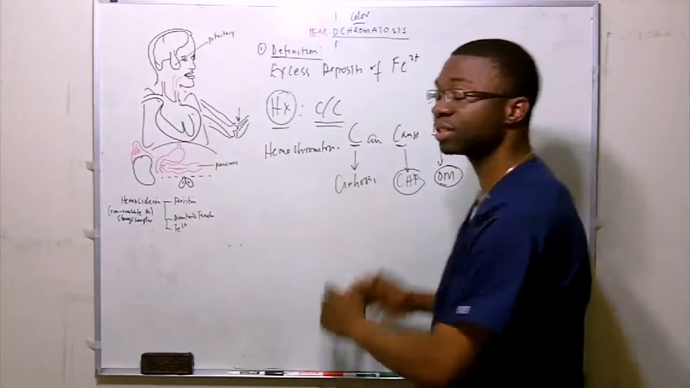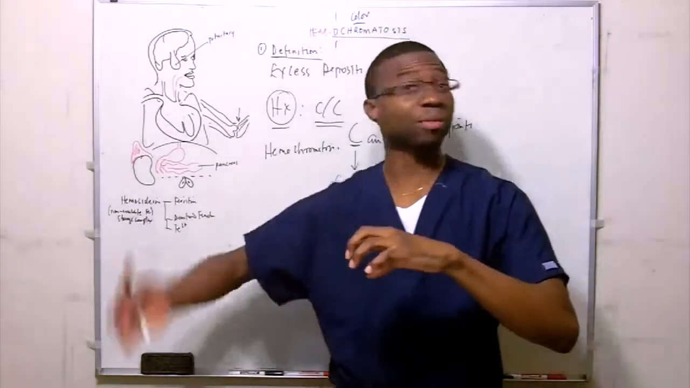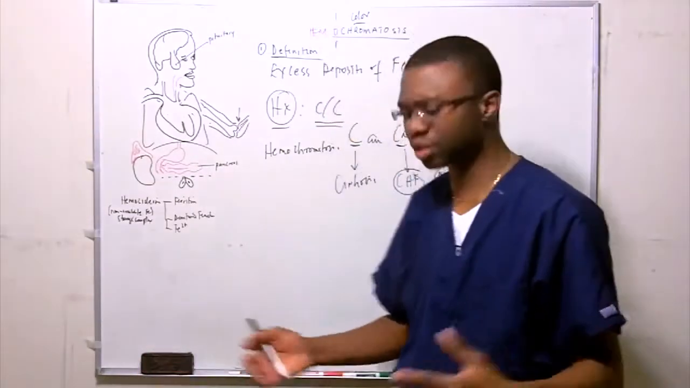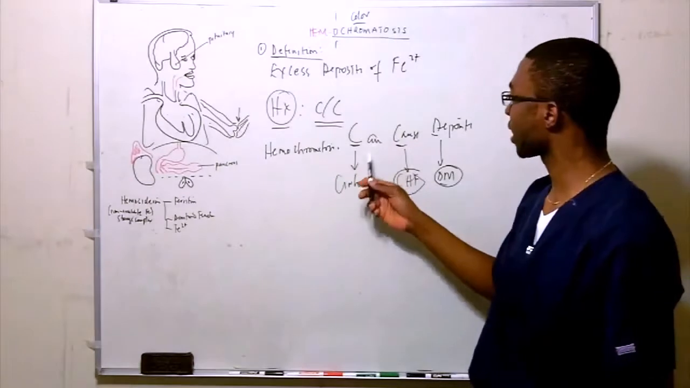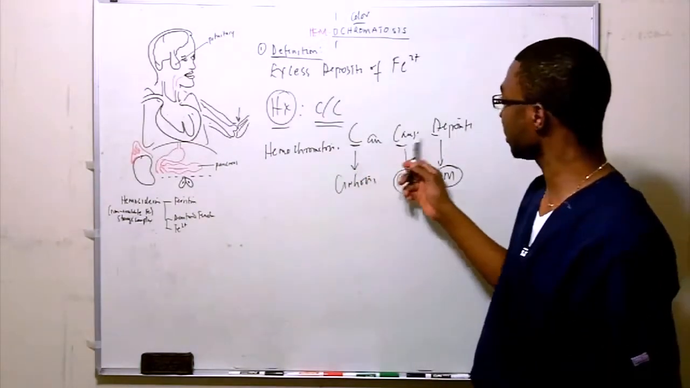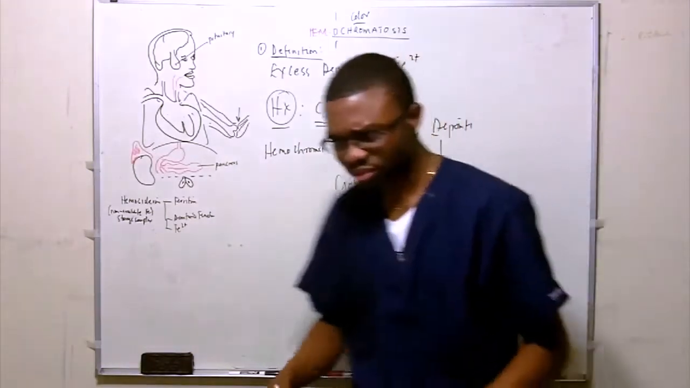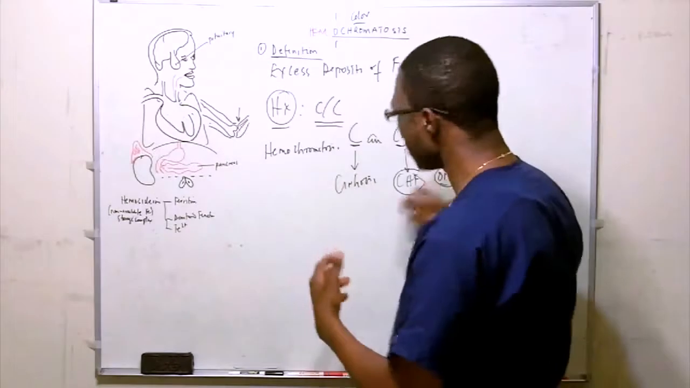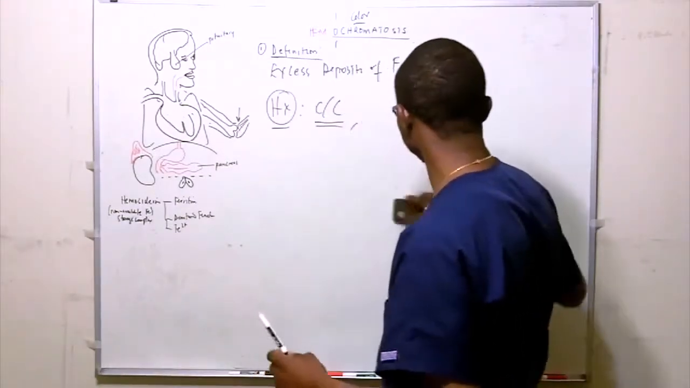Now let's keep focusing on what the history is going to be. And now the history is going to take us back to the pathophysiology of why they complain of all the symptoms. So I said the mnemonic is hemochromatosis can cause deposit: CCD, cirrhosis, CHF, and diabetes. But how does this all make sense? Now let's talk about all the symptoms one at a time.